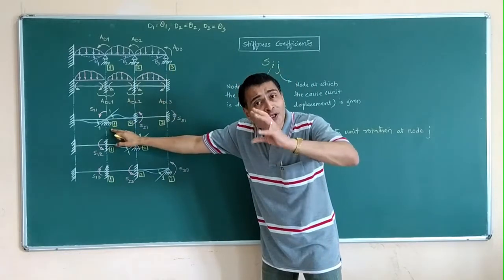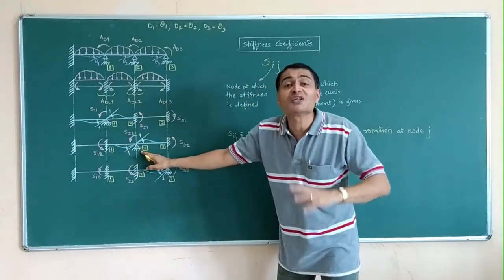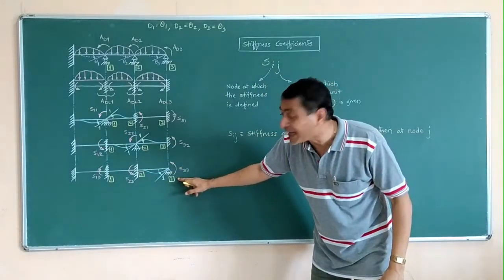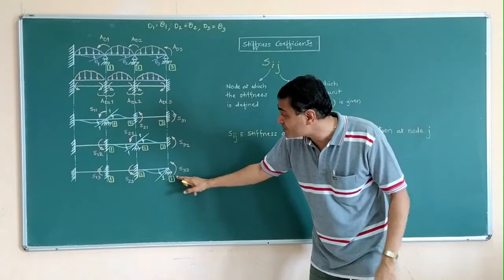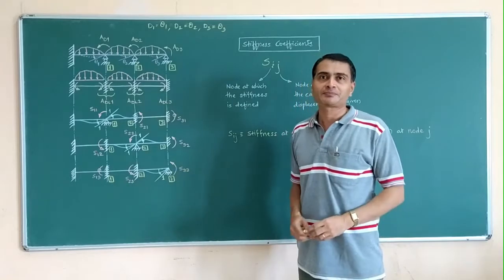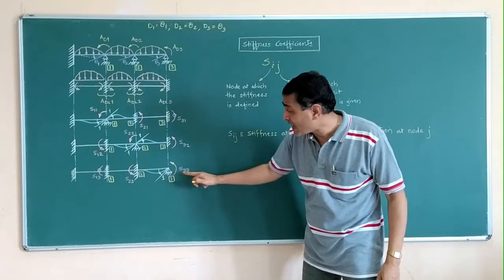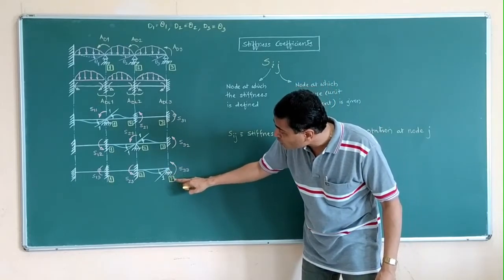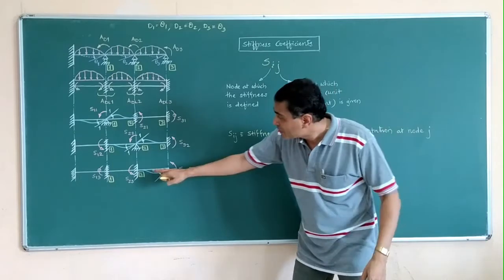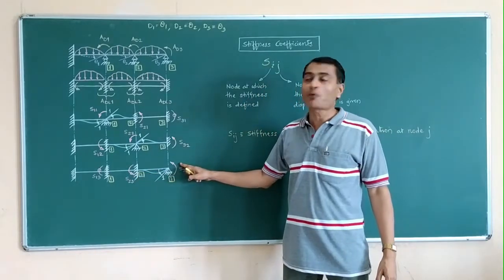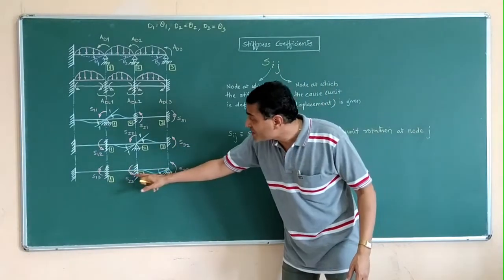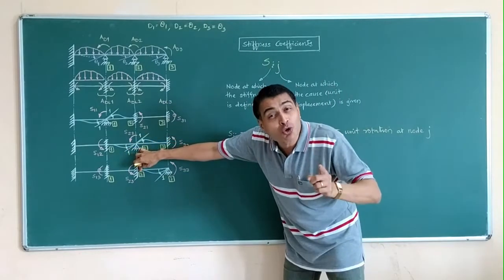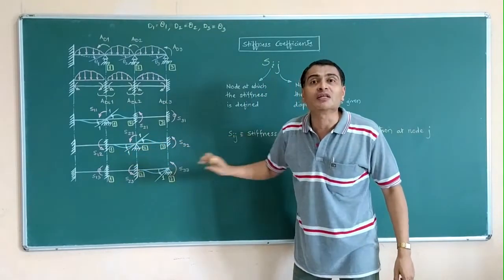Node 1 was released, unit rotation was given. Node 2 was released, unit rotation was given. Now node 3 is released, and unit anticlockwise positive rotation is given at node 3. The corresponding action I am calling S33, because it is action at node 3 due to rotation at node 3. This action is going to be 4EI upon L, that is going to be 2EI upon L. This I am calling S23 because it is action at node 2 due to unit rotation at node 3.